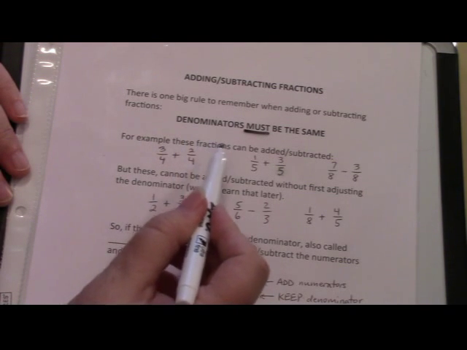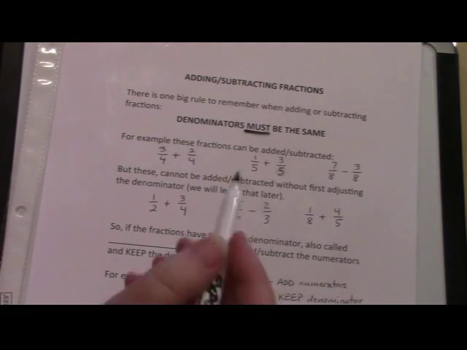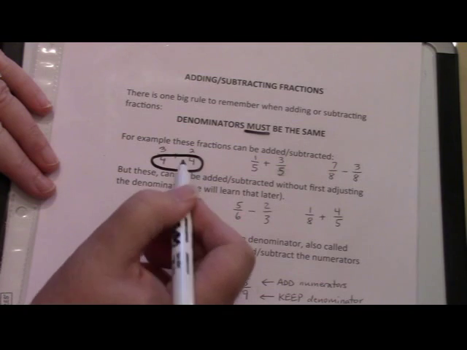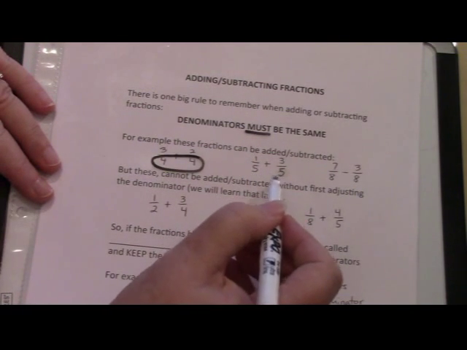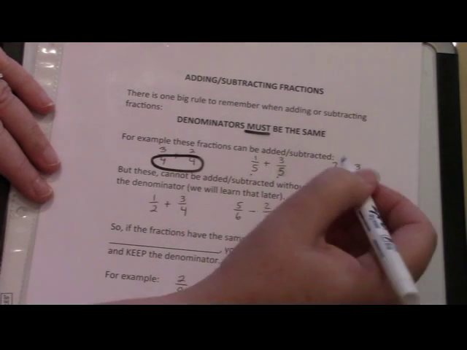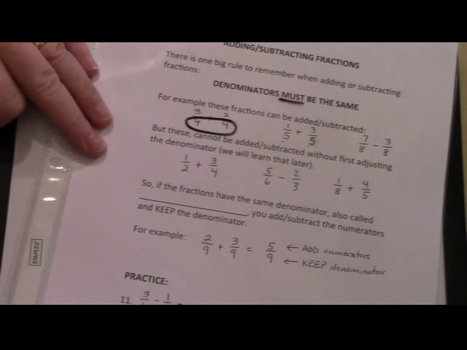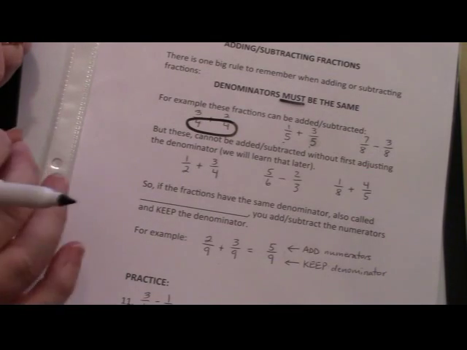For example, these fractions can be added or subtracted. Why? Well, what's the denominator in these two? 4. These are the same, so they can be added. These are also the same. 5 and 5, they can be added. 8 and 8, they can be subtracted. Voila, simple as that. Here's some examples of fractions that cannot be added, unless we do another step, and we're going to learn that next.